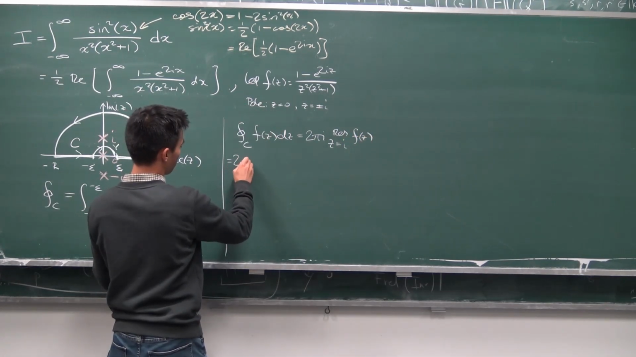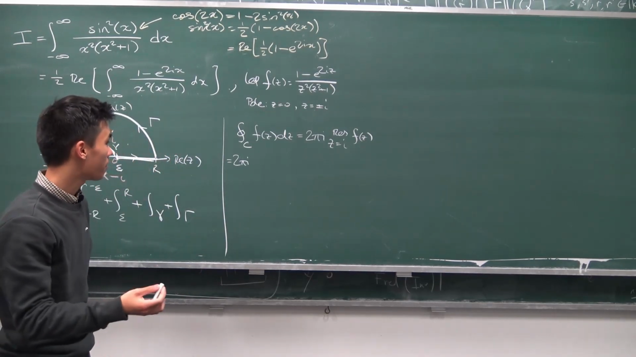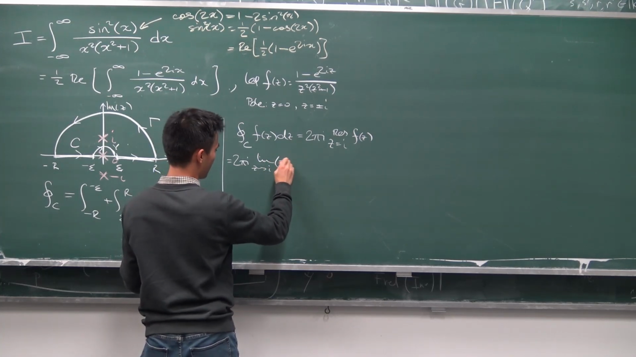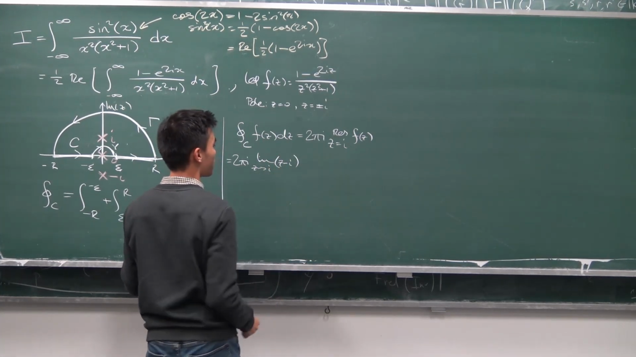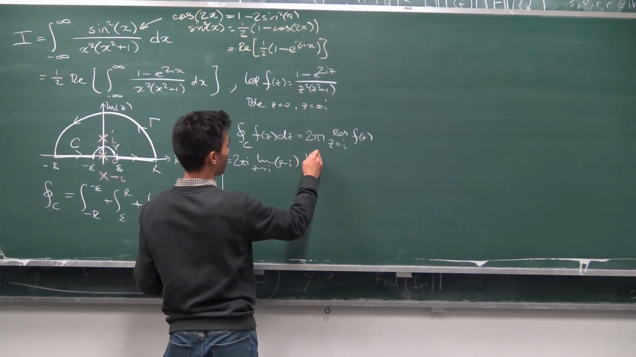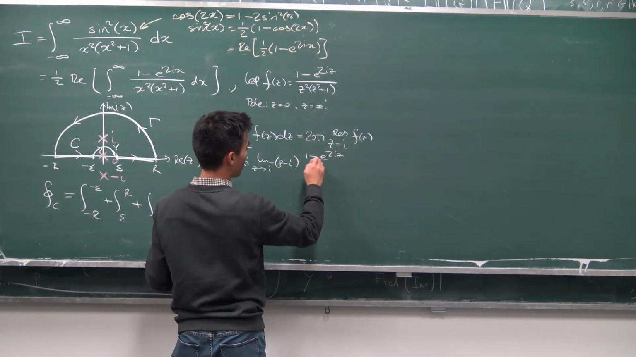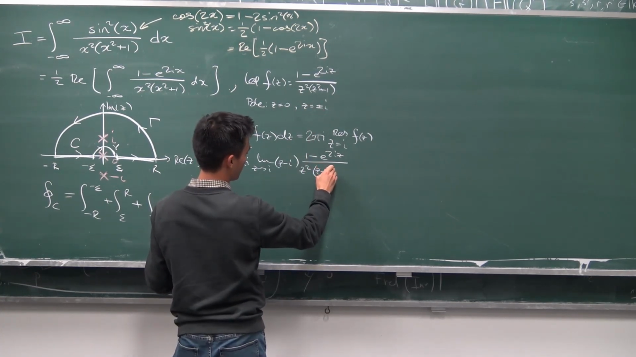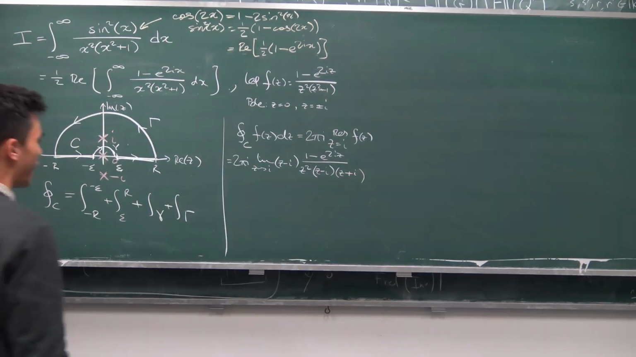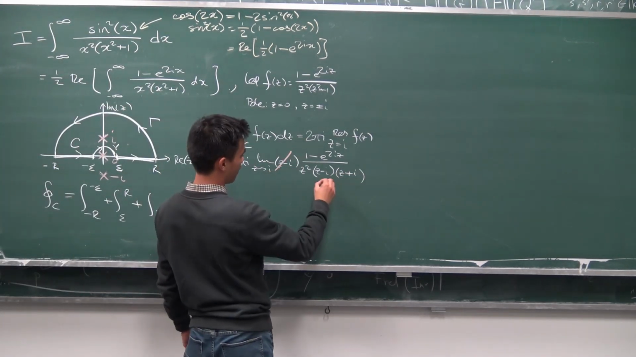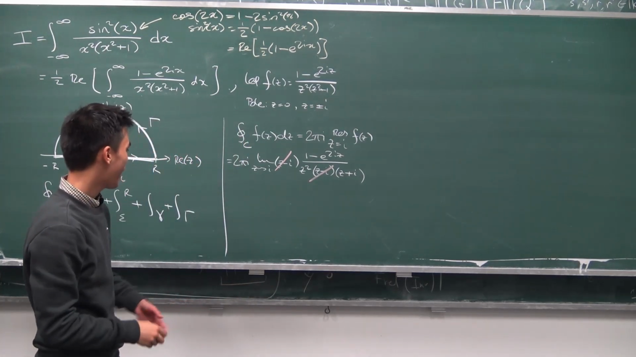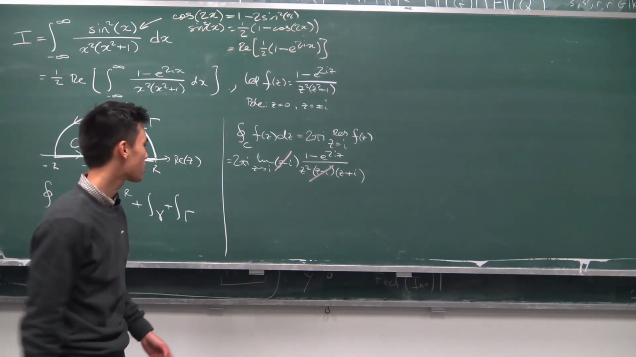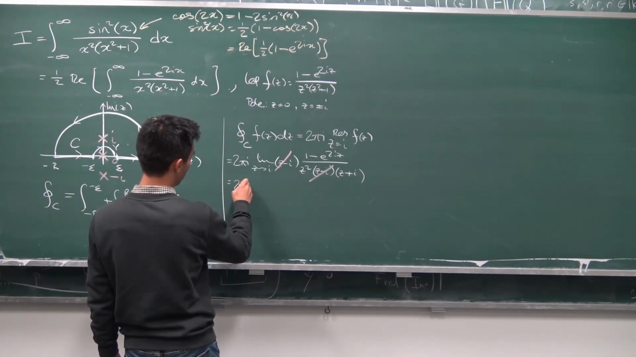Okay, but this is equal to 2 pi i. What's the formula for a residue at a simple pole? Well, it's just the limit as z approaches the pole of z minus the pole, so z minus i, times the function f of z, which in this case is 1 minus e to the 2iz, divided by z squared plus 1, and let's factor that into z minus i and z plus i. Notice that this z minus i is going to cancel with this z minus i, and we're safe to plug in z equals i into the remaining parts of the function, because nothing is going to blow up. So this is going to be equal to 2 pi i.